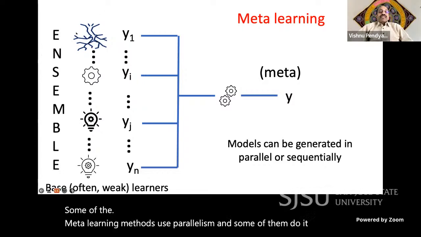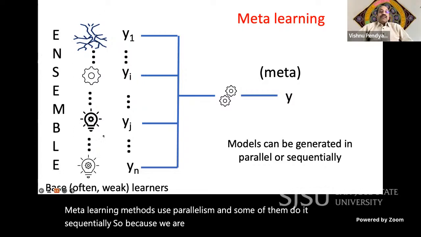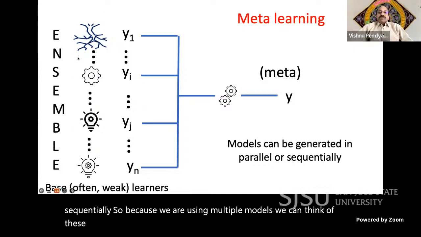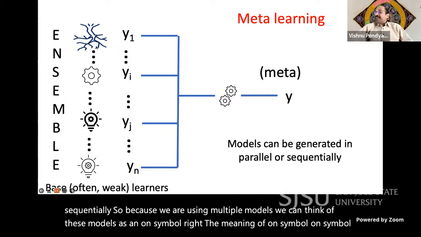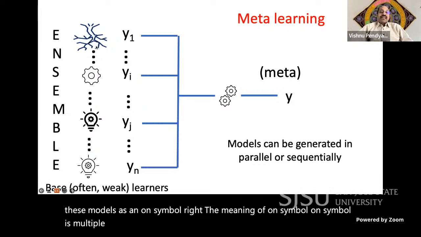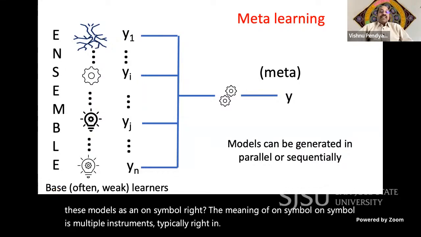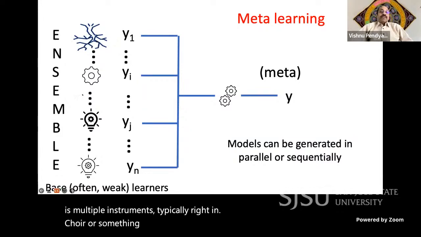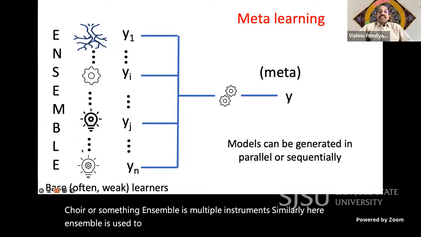Because we are using multiple models, we can think of these models as an ensemble, right? You know the meaning of ensemble. Ensemble is multiple instruments typically, right? In a choir or something. Similarly, here ensemble is used to mean multiple machine learning models.